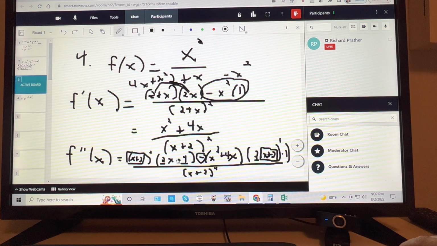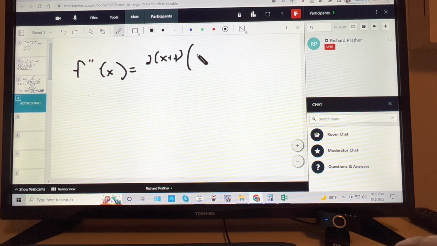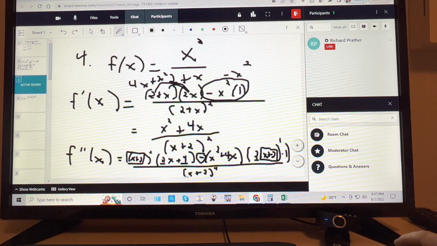So I took the 2 out of this. I took one of these x plus 2's away. So there would be an x plus 2 here and another x plus 2 from this part. So you would still have an x plus 2 squared out of that. So that was actually x plus 2 to the third power at first, but only one of them is a GCF. And then we took the 2 and the x plus 2 away, but we still have this part, x squared plus 4x.